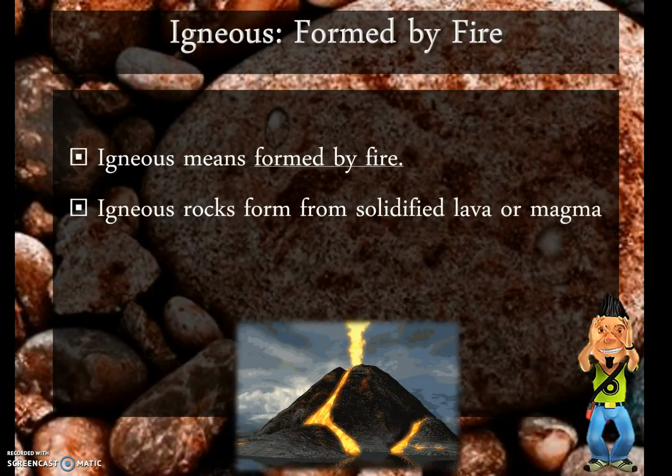The definition of the word igneous means formed by fire. So igneous rocks are formed, as I mentioned earlier, from solidified lava or magma. And in a minute, we're going to talk about what is the difference between lava and magma.